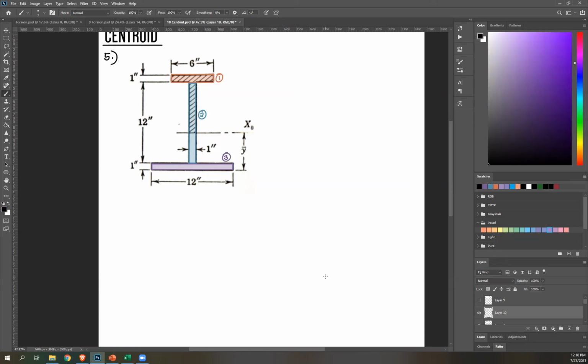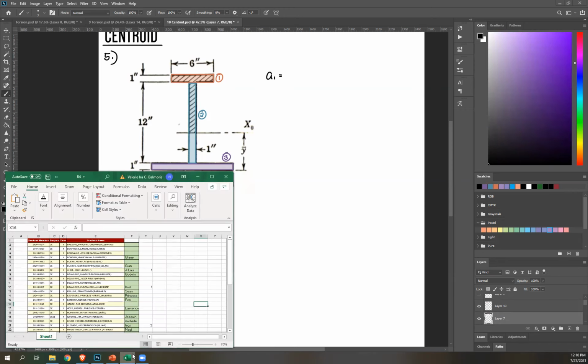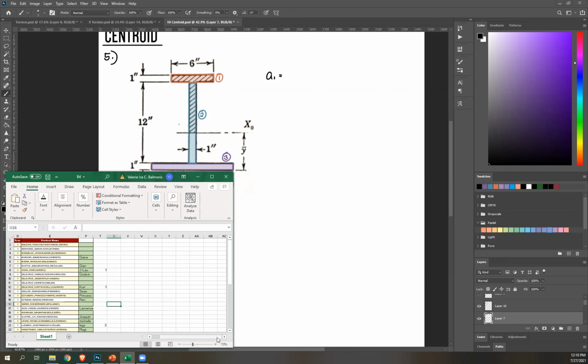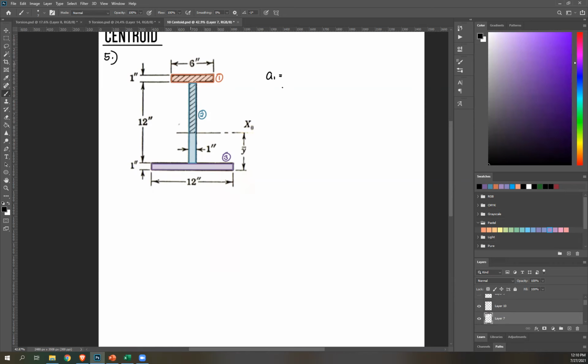Next is to get the values of those areas. So let's start with area 1. Can anybody give me the area of area 1? Correct. Very good. Okay, 6. Why? Again, this is just a rectangle, so base times height. Base is given to be 6. Height is also given here, right? So that's 1. Therefore, this is 6.